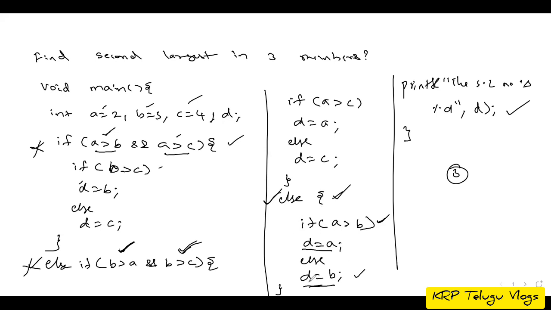Yes, sir. So a is greater than b now. Is that true? No. A is 2, b is 3. Correct? Yes, sir. 2 greater than 3 is false. So it will go to the else part and store the b value 3 in d. So what is the second largest number? The second largest number is 3 only. Clear? Yes, sir. Clear or not? Yes, sir. Okay. Note down this.